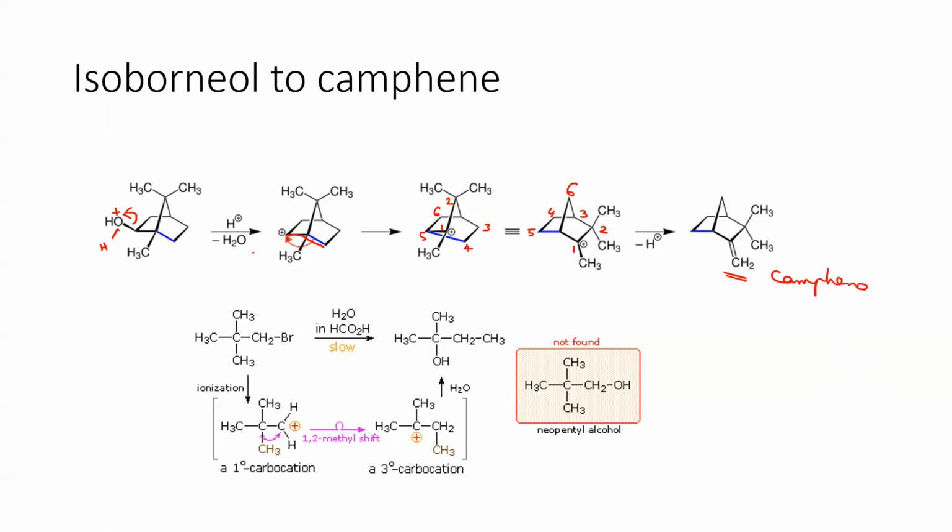So you can say here there is migration of this bond to this bond, and it's actually a secondary carbocation initially formed. This is converted to a tertiary carbocation. So here a secondary carbocation is converted to a tertiary carbocation, and based on this there will be elimination happening here.